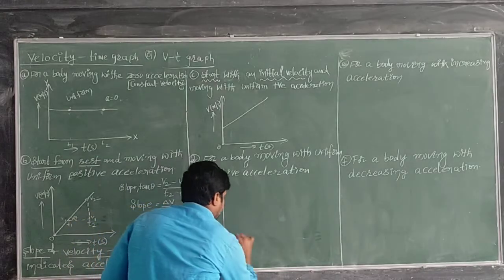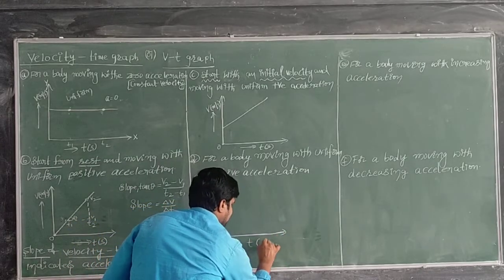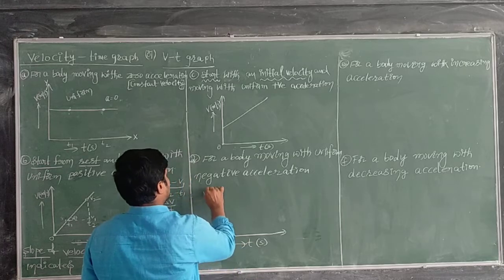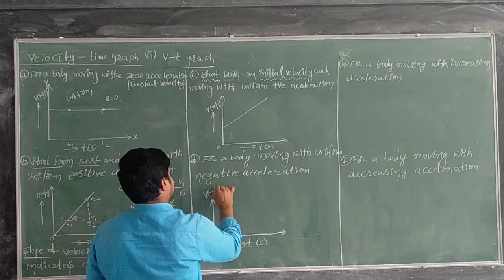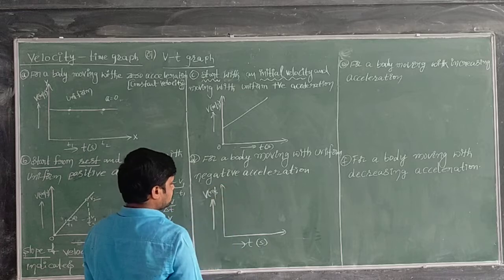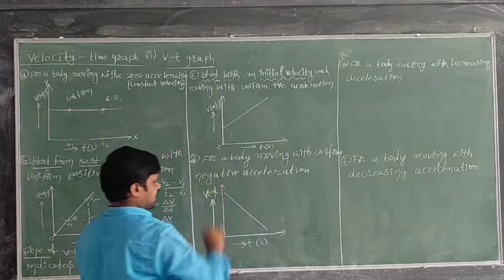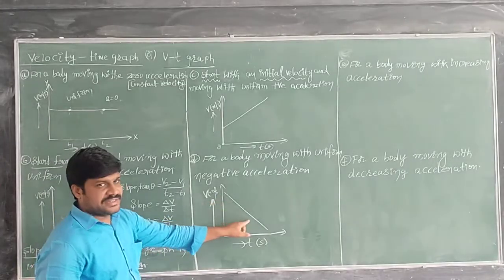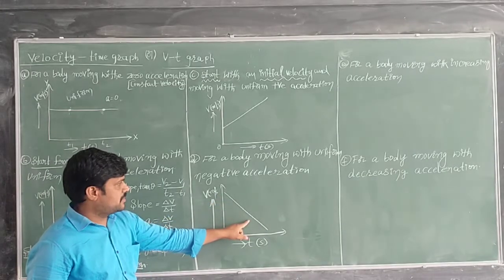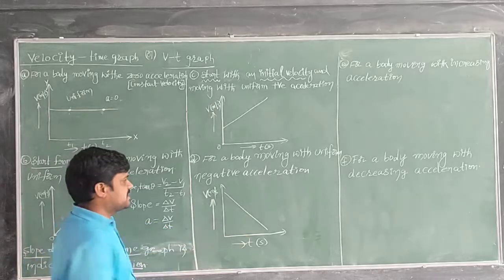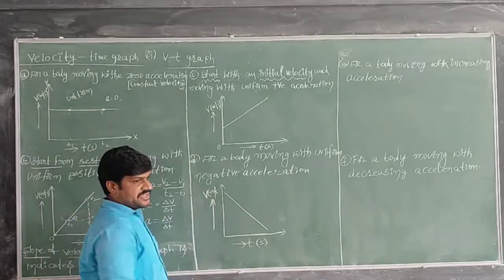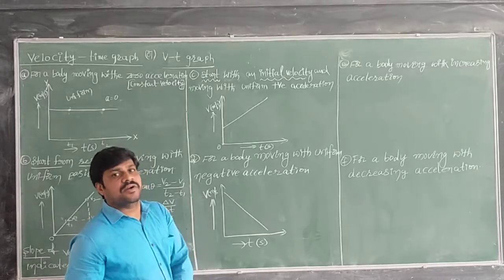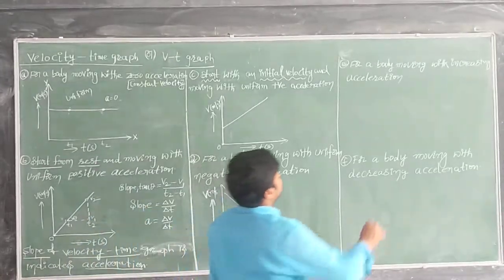Next one, for a body moving with negative acceleration. You just draw time on the x-axis and velocity on the y-axis, in meters per second. If you draw the graph like this, it indicates the body is moving with negative acceleration, uniformly. That means the acceleration is negative. Of course, acceleration is uniform. Uniform means constant. Right? Next thing.